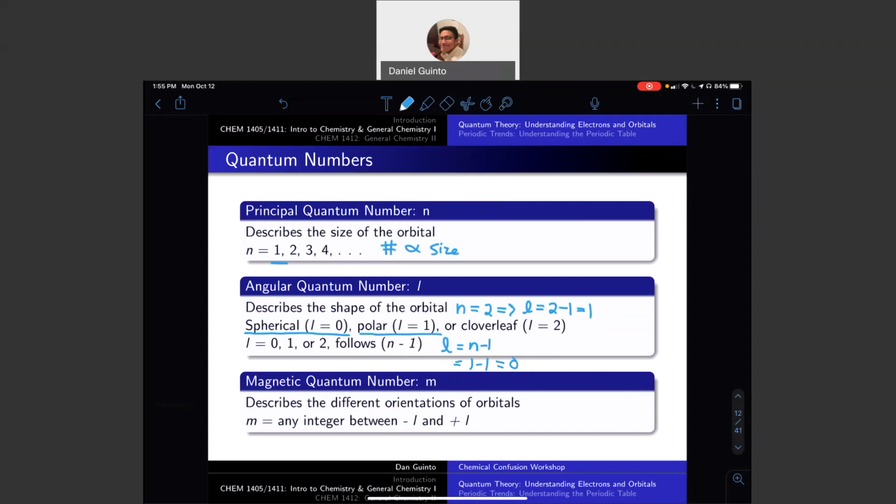So aside from that, we also have to look at the magnetic quantum number, which determines the orientation of things. So continuing on with the previous example, n is equal to 2. Therefore, L is equal to 1. And within that case, M is going to be any integer between negative L and positive L. So we're going to have negative 1, 0, and positive 1 for our magnetic quantum numbers if we have an n of 2 and an L of 1. So that's pretty much the relationship between all the quantum numbers here. It's pretty straightforward, but sometimes it can get confusing.